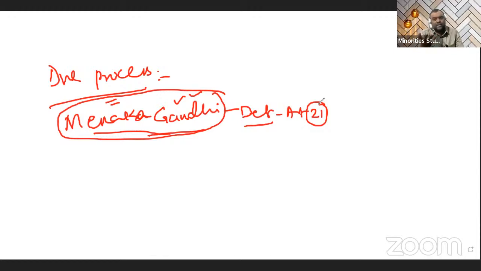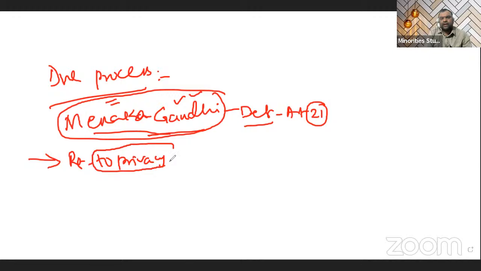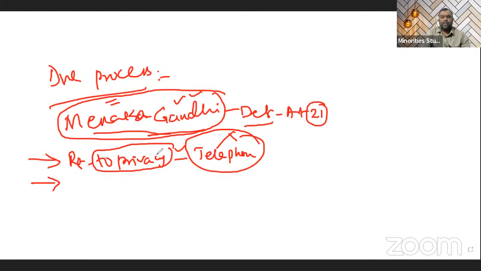Sir, what is meant by right to life? Right to life includes, I'm going to tell you so many things in this class, your right to privacy. What is the meaning of privacy? You have some privacy. Even telephone tapping, phone tapping comes under the violation of Article 21. Telephone tapping is a violation of Article 21. Very, very important. It's right to privacy.